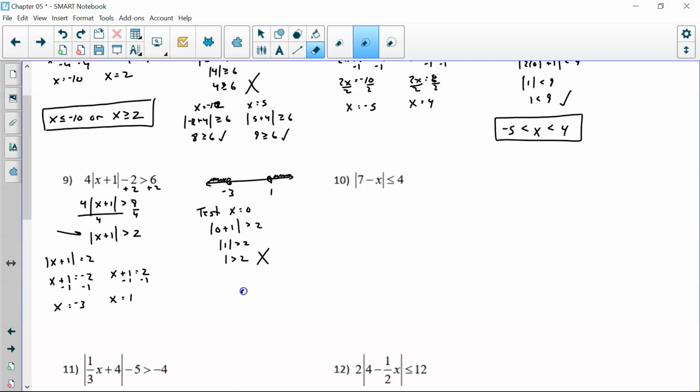So what we have is an OR inequality. So on the left-hand side, x is less than negative 3. On the right-hand side, x is greater than 1. And there's all of our values of x that would make the original inequality true.